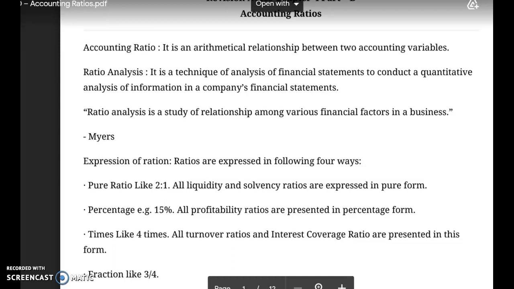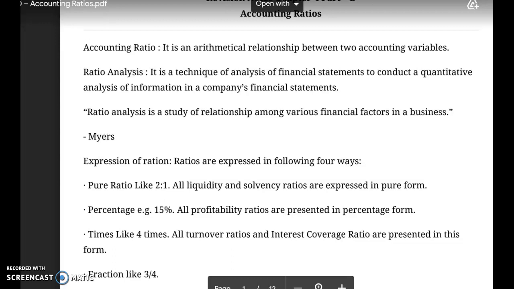Now, with reference to the various tools, we have a number of tools. They include the preparation of comparative statements, preparation of common size statements, then the help of accounting ratios, the cash flow statement, input-output analysis, and the funds flow statement. There are a number of financial instruments through which we could analyze financial statements.